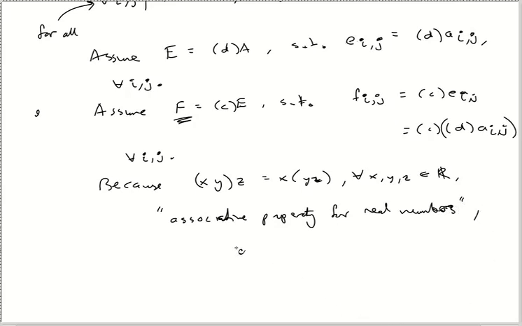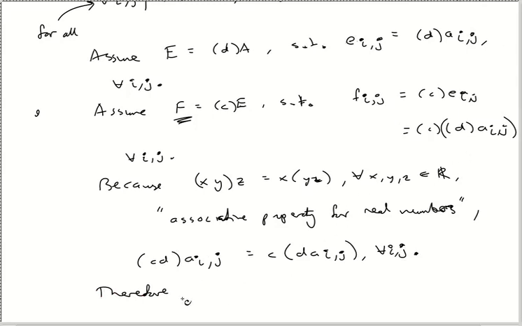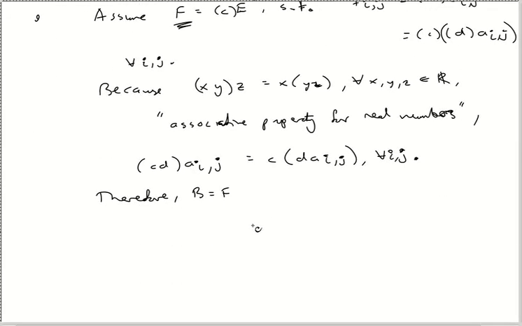So, according to the associative property of real numbers, my CDA sub ij equals CDAIJ. There's still subscripts, it just doesn't look very good, for all ij. Therefore, basically I'm saying they're the same. Those are the same, so we're good. Therefore, B equals F, just like I had said, that F and that B right there. Or CDA is equal to CDA.